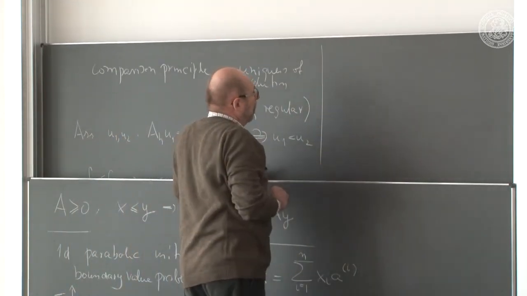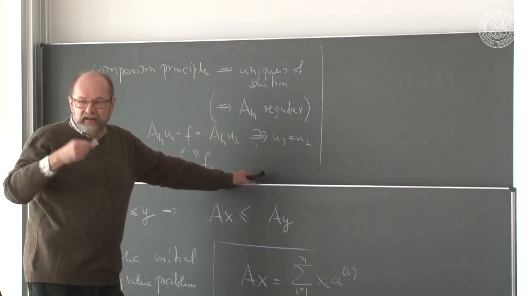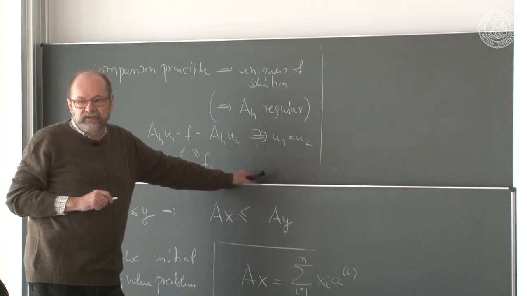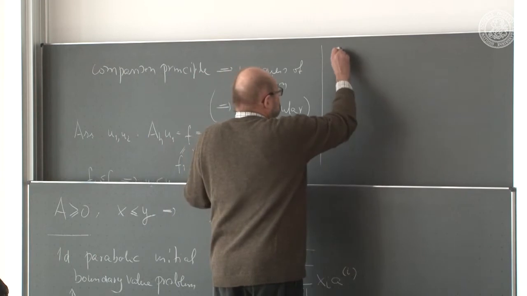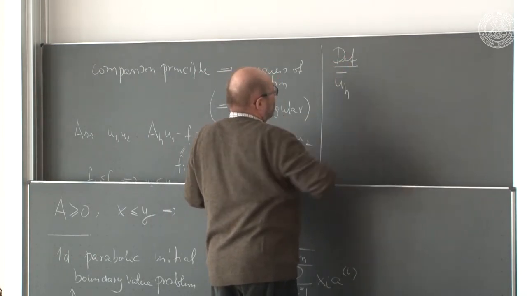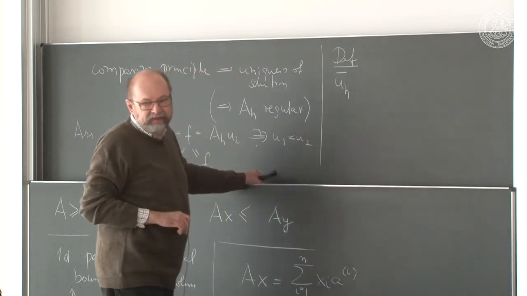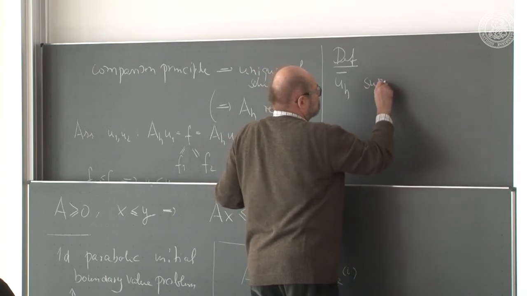Therefore, there's a variant of this result, and I only write it down here for the discrete case, but you can think about how it transfers maybe also to the PDE case. And that's a new definition. I define, let's say, u_h bar. Bar has nothing to do with vector bar or so, and I call this a super solution.